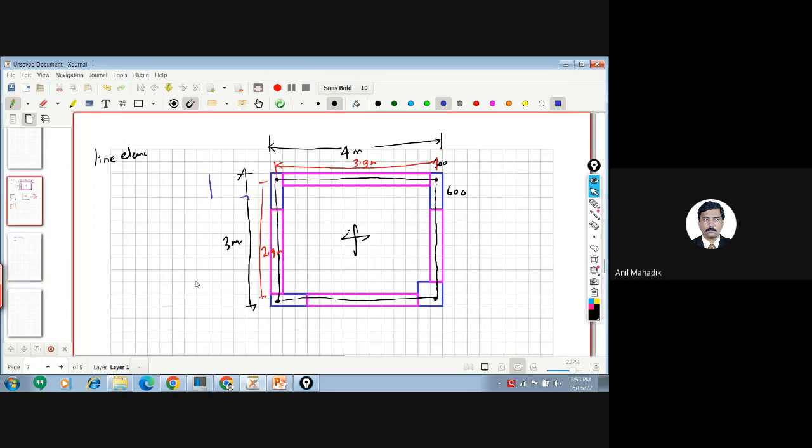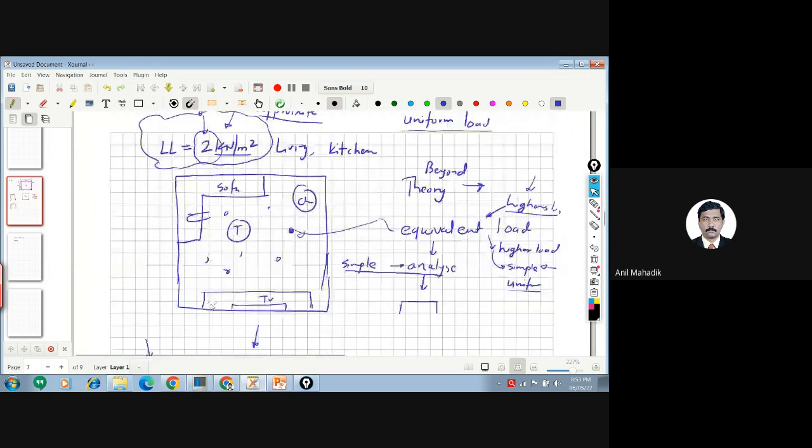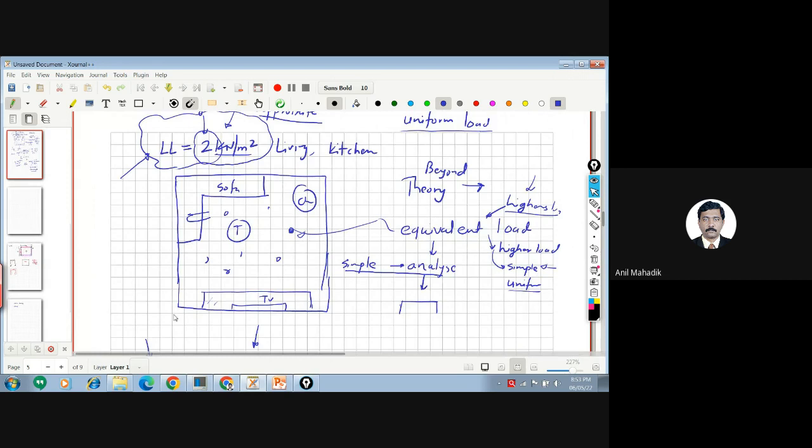So what will come under assumptions, understand. See, I am assuming the load as 2 kilonewton per square meter. Whenever you assume this load, you should be 100% sure that your load will not increase beyond this at any time in the life of the structure. Then and only then your assumption is correct.